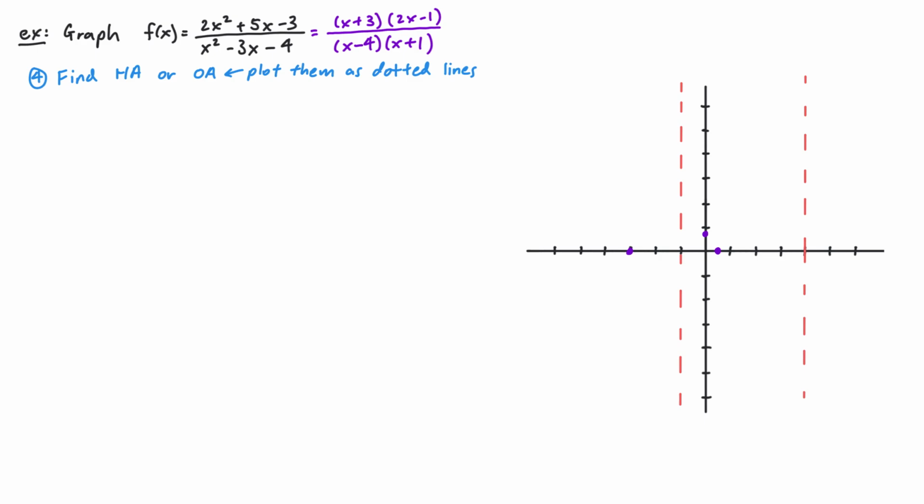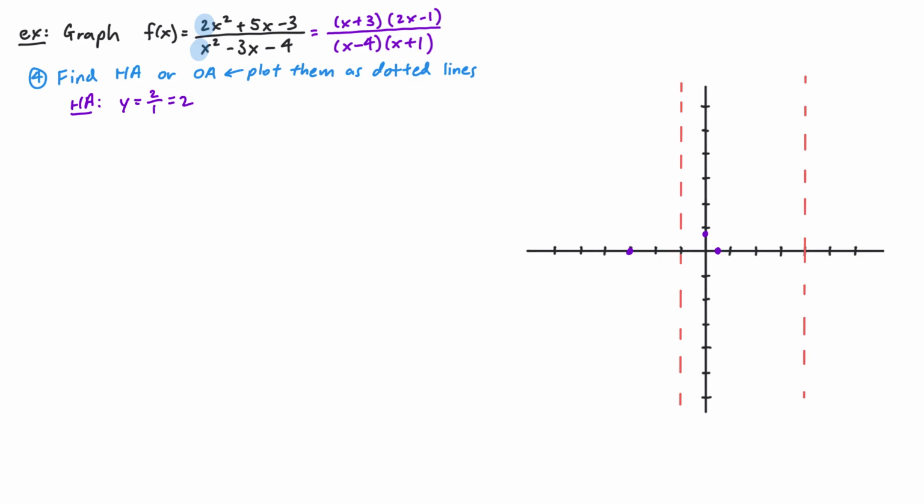Our next step is to find the horizontal asymptote or oblique asymptote for a rational function. Remember, this depends on the degrees of the polynomials in the numerator and denominator. For this example, we have 2x squared in the numerator and x squared in the denominator, so both the numerator and denominator are degree 2. When that's the case, we have a horizontal asymptote, and specifically, since the degrees are the same, the horizontal asymptote is y equals the fraction of the leading coefficients. The leading coefficient in the numerator is 2, and in the denominator is 1. So our horizontal asymptote is y equals 2 divided by 1, which is just 2.